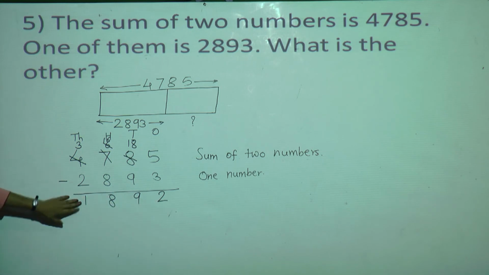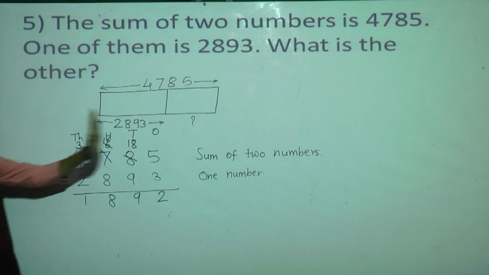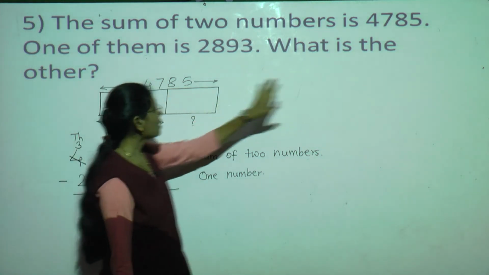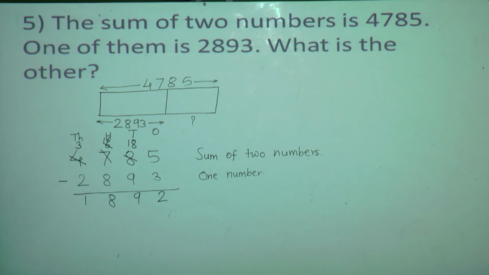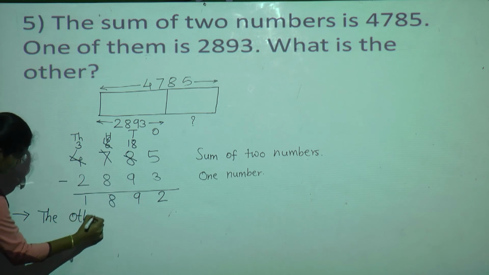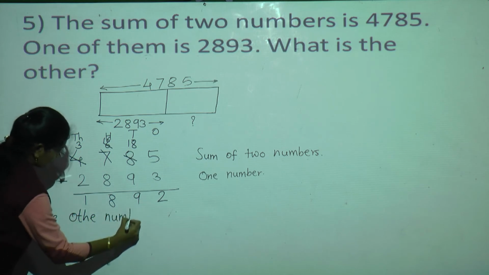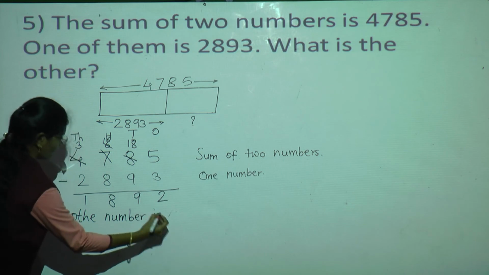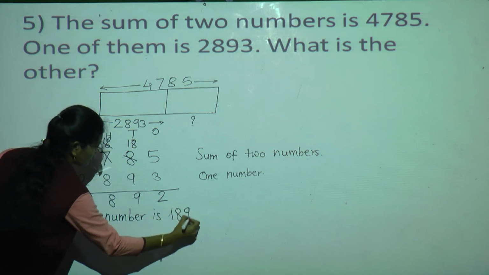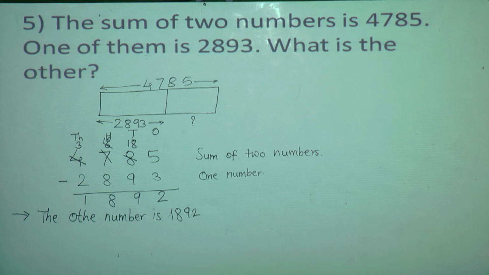Now here what we have to write? We have to write this answer in the sentence. Now see the question. What is the other number? Okay. So how will you write the answer? Answer in the sentence. The other number is 1892. Okay. So in this way you can solve the fifth number sum. Shall I rub this? Okay.